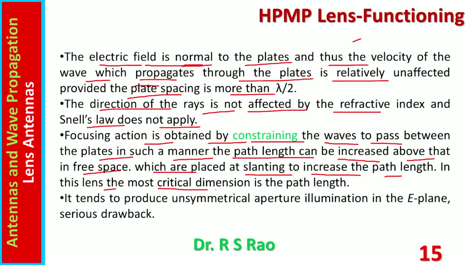In this lens, the most critical dimension is the path length. These lenses tend to produce unsymmetrical aperture illumination in the E plane. It is a serious drawback. Unsymmetrical aperture illumination ultimately may result in production of coma.